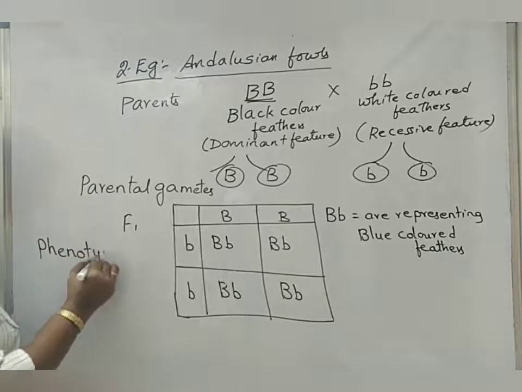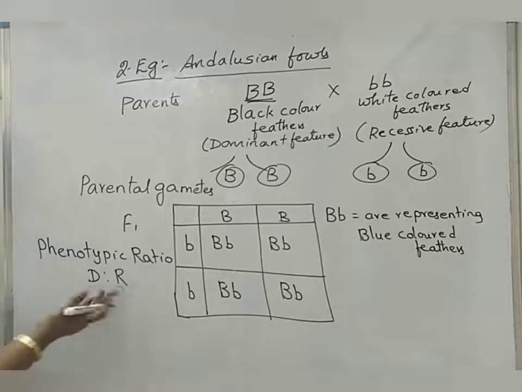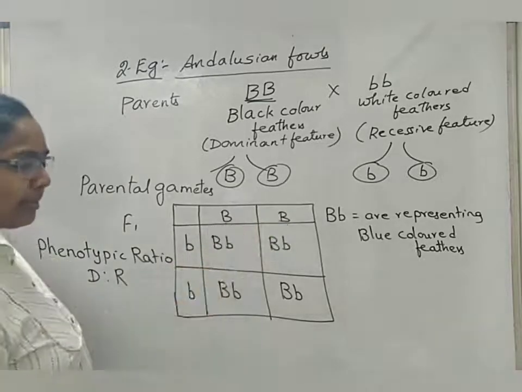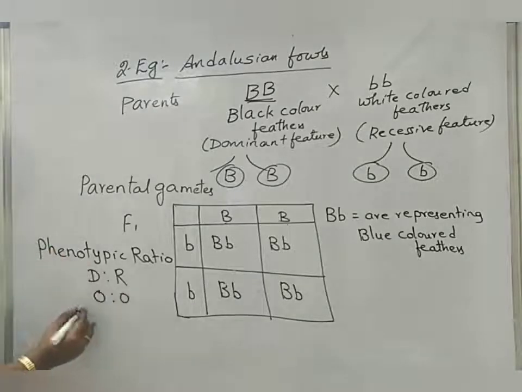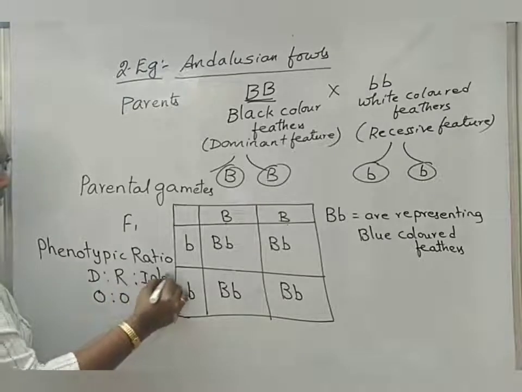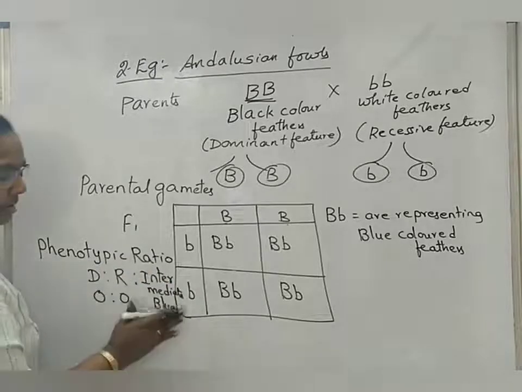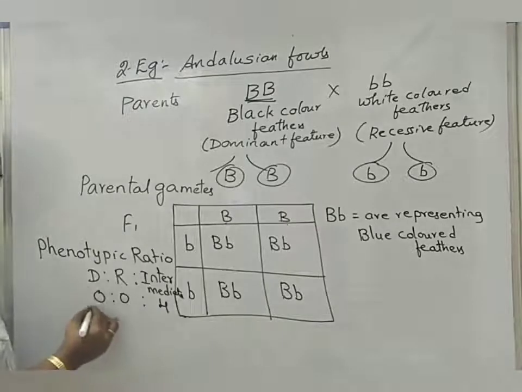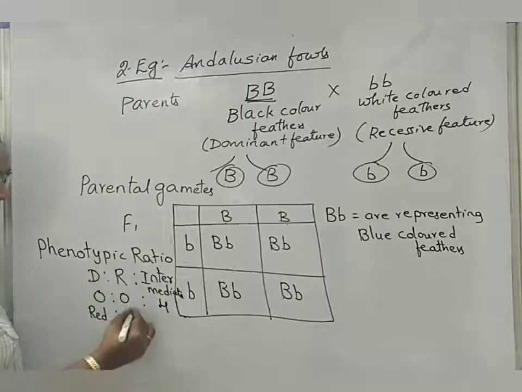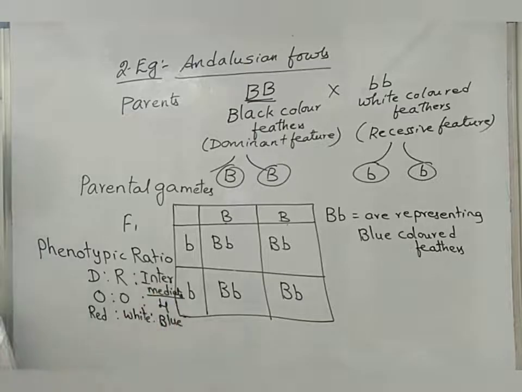So phenotypic ratio. If we write like this, dominant is to recessive, it is not getting expressed. The dominant capital B, black color, is not getting expressed. The third color is getting expressed. So it will be the third color, that is intermediate, that we are calling blue color. That is 4 in number. So dominant is black in color, recessive is white in color, and the intermediate color means the feathers of the fowls are blue in color. So this will be the phenotypic ratio.